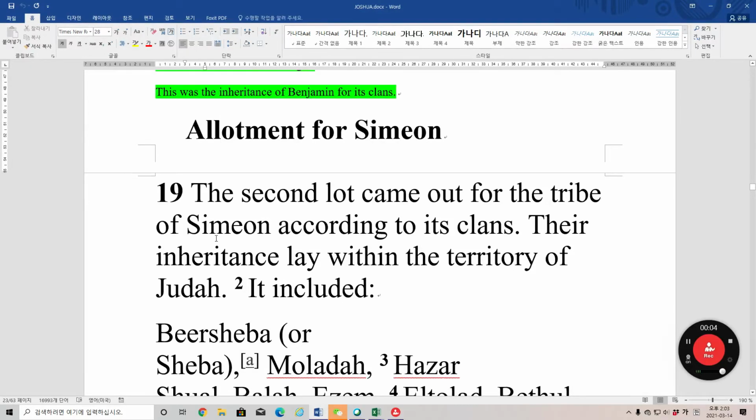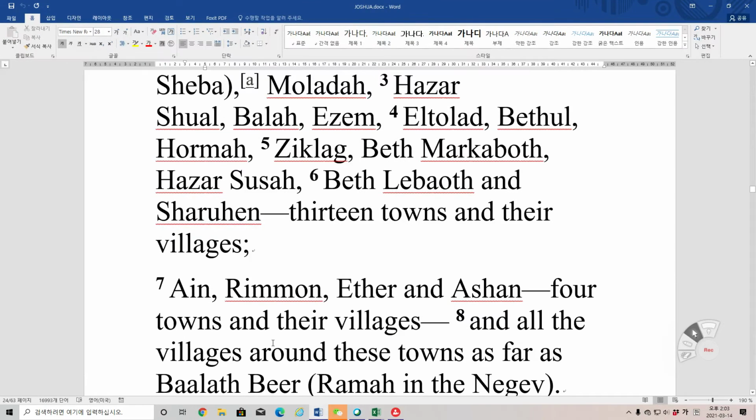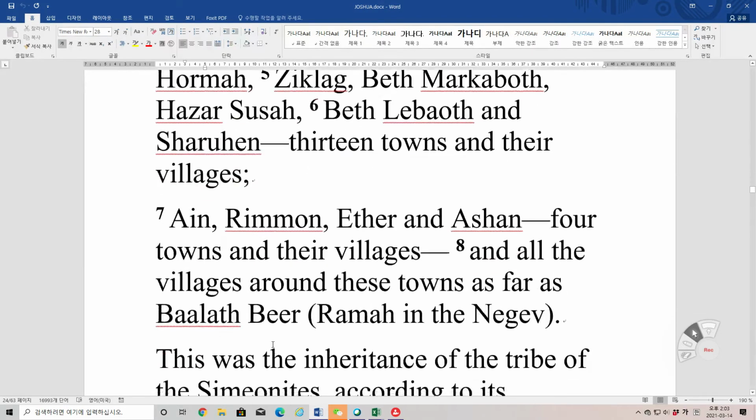The book of Joshua, chapter 19. Allotment for Simeon. The second lot came out for the tribe of Simeon according to its clans. Their inheritance lay within the territory of Judah. It included Beersheba or Sheba, Moladah, Hazar Shual, Balah, Ezem, Eltolad, Bethul, Hormah, Ziklag, Beth Markaboth, Hazar Susah, Beth Lebaoth, and Sharuhen. 13 towns and their villages.